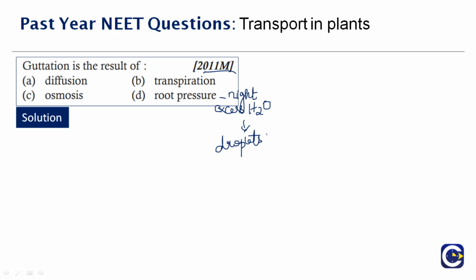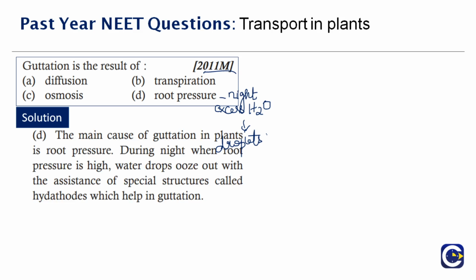So guttation is a result of root pressure. Imagine a system, it cannot withstand more water. It's a pressure for the root now. It cannot absorb more water. So guttation is a result of root pressure. Option D is the answer.